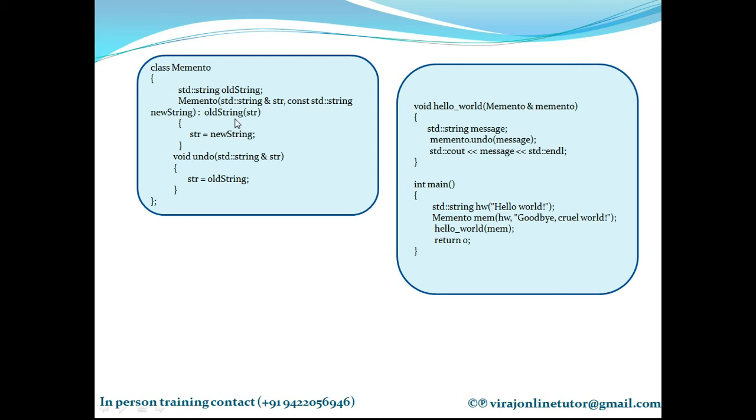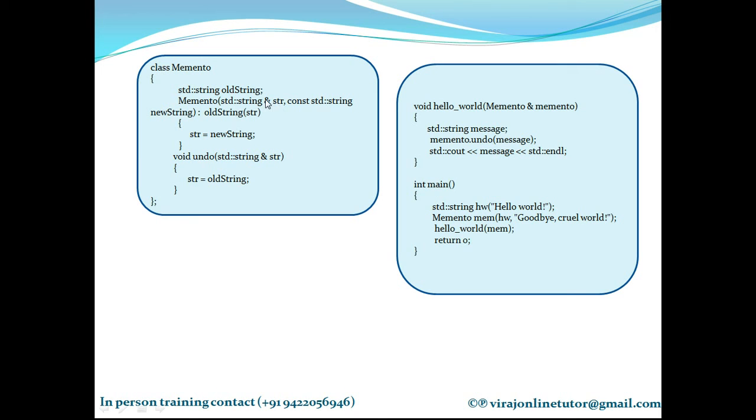So this is a simple example that I have here for describing the memento design pattern. There is a memento class here which has a string called old string. In the memento constructor I am passing one string by reference, so that if I make any changes to that data member, those changes will be reflected in this member variable.